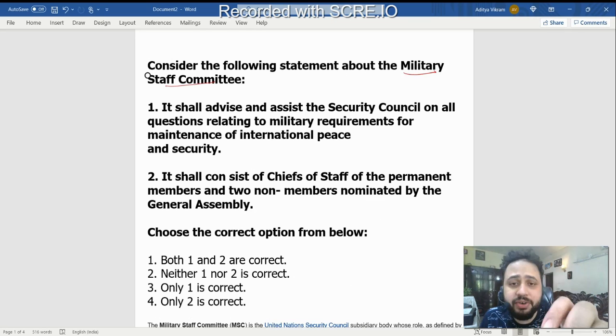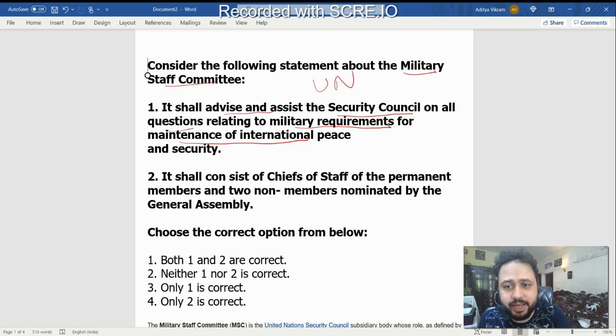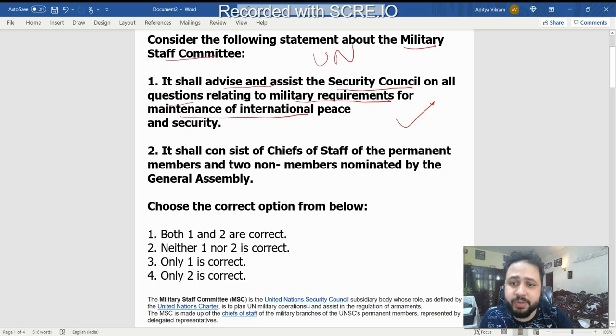Okay, so statement number one, that it shall advise and assist the Security Council on all questions relating to military requirement for maintenance of international peace and security. So this statement is right. The second statement is it shall consist of chief of staff of the permanent members and two non members nominated by the General Assembly. So this second statement is wrong because it consists of chief of staffs, that is right, but it does not consist of two non-members nominated by the General Assembly. So the right answer over here will be option third. Only one is correct. Okay.